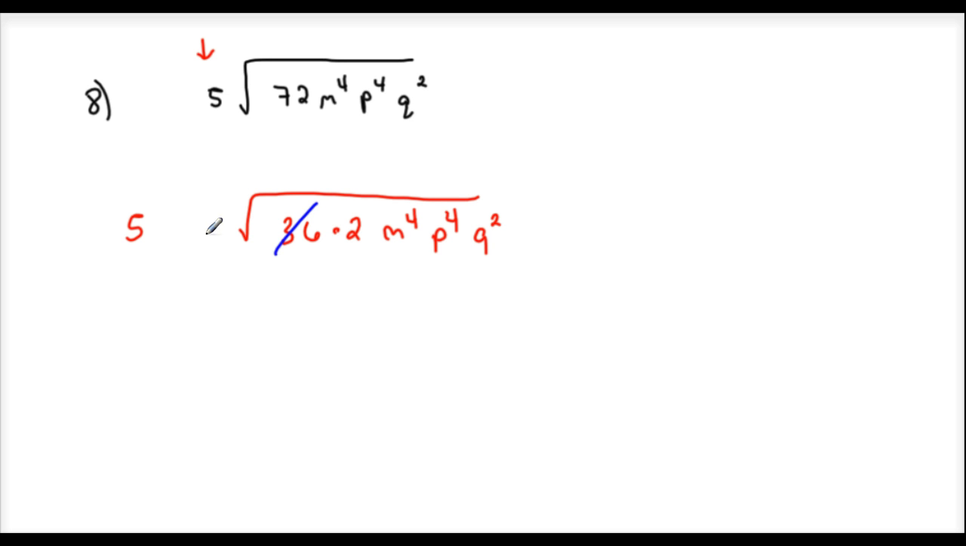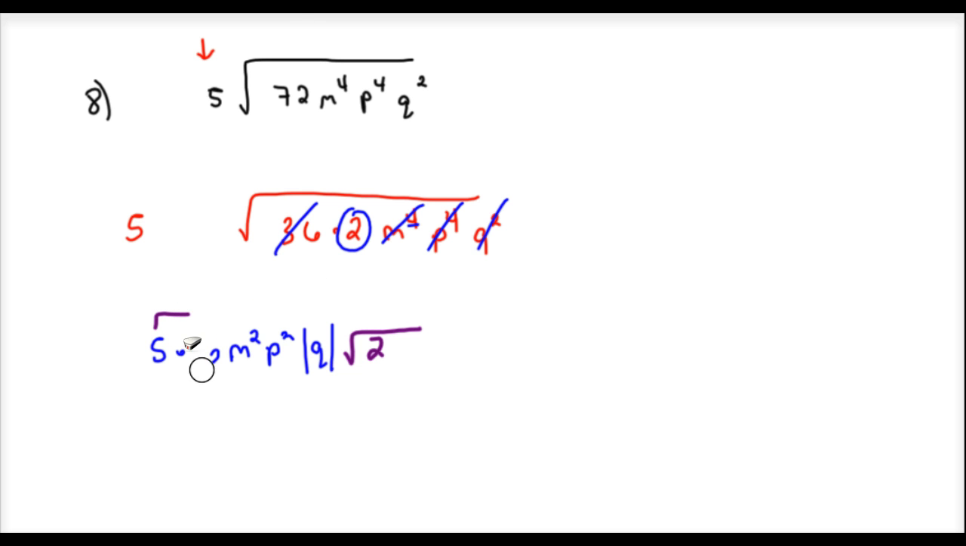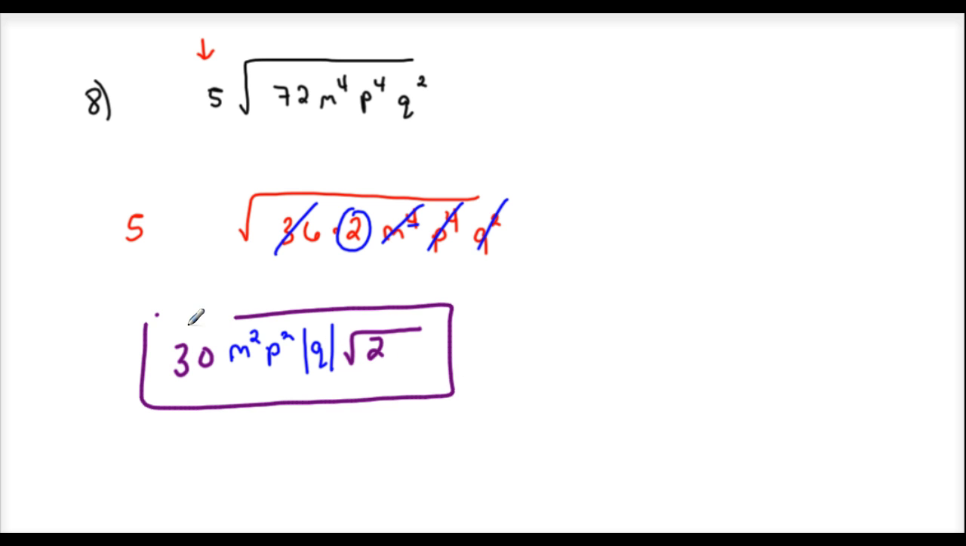Square root of 36, 6. Can I take the square root of 2? It stays. Square root of m to the fourth. It's even. It's coming out as an even. Do I need absolute value? No, no absolute value. P to the fourth, p squared, q squared. Q to the first, need absolute value because it came out as an odd exponent. I had a 5 here originally, so I have 5 times this. When I do 5 times this, we have a square root of 2 left over. Combine these two. What's 5 times 6? 30, so let's get rid of this and put a 30 there. So I have 30 m squared p squared times the absolute value of q times radical 2.